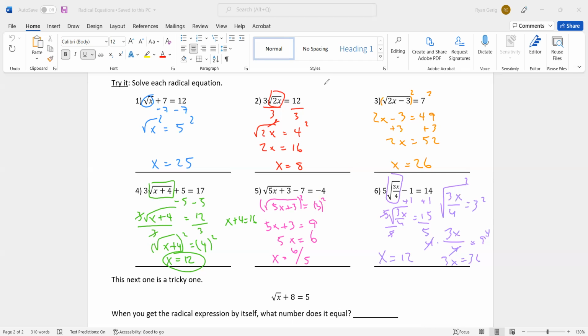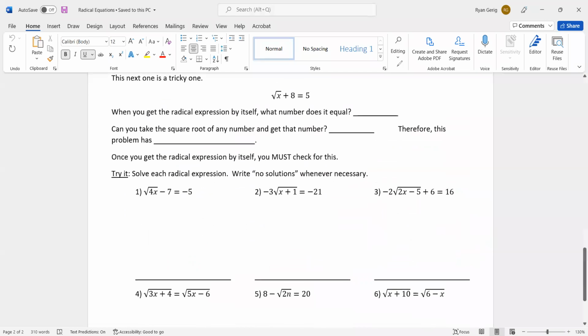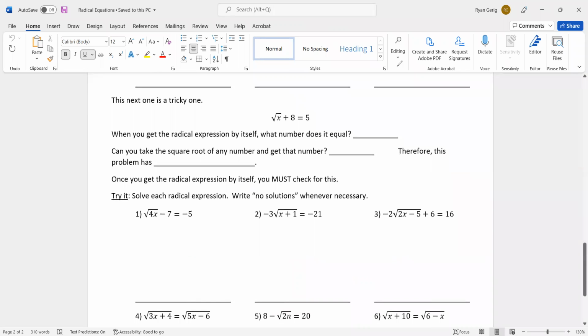All right, so that's radical equations. There's one more that I want you to do. I got several more that I want you to do, but there's one here that's tricky, and I want you to do this one first before we do the last 6. When you get the radical expression by itself, what does it equal?